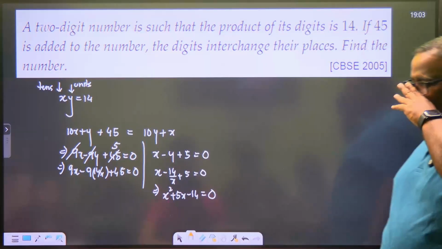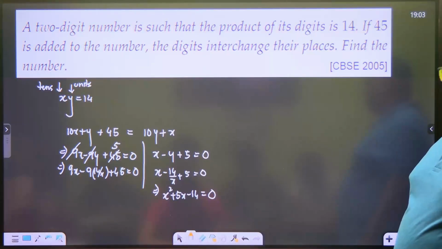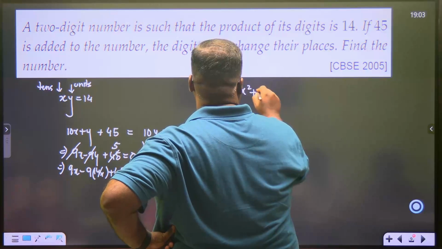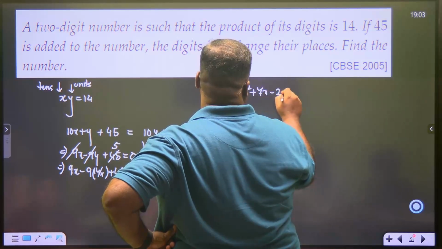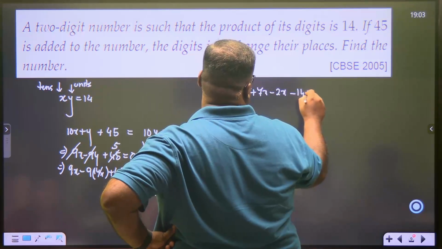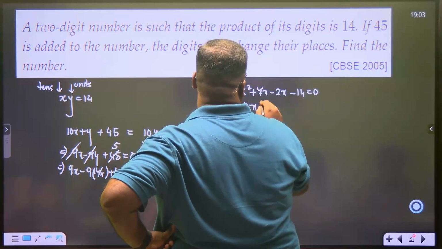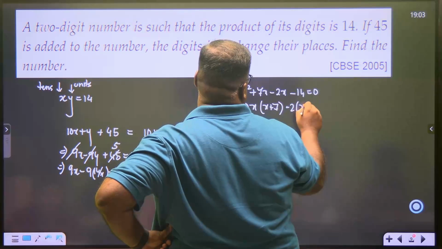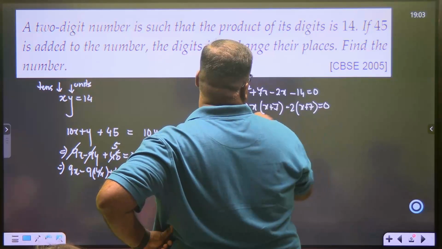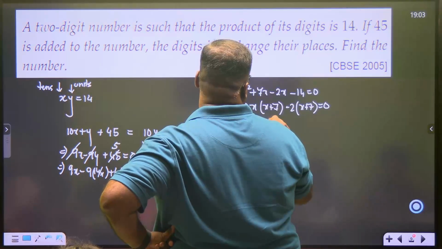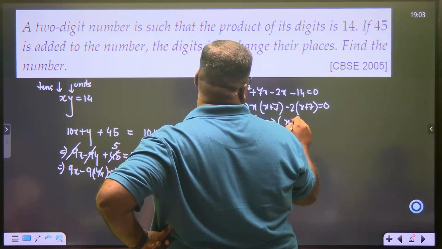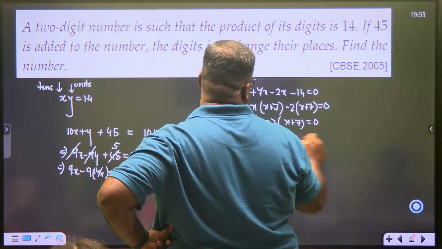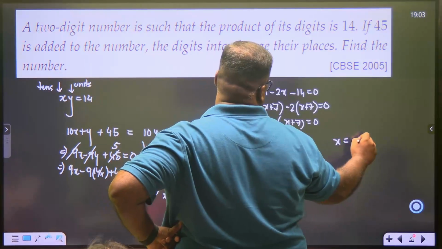So you should have positive 7 and negative 2. Clear? So x square plus 7x minus 2x minus 14 is equal to 0, which means x into x plus 7 minus 2 into x plus 7 is equal to 0. So you will get x minus 2 into x plus 7 is equal to 0. So your solutions are x equal to 2 and x equal to minus 7.